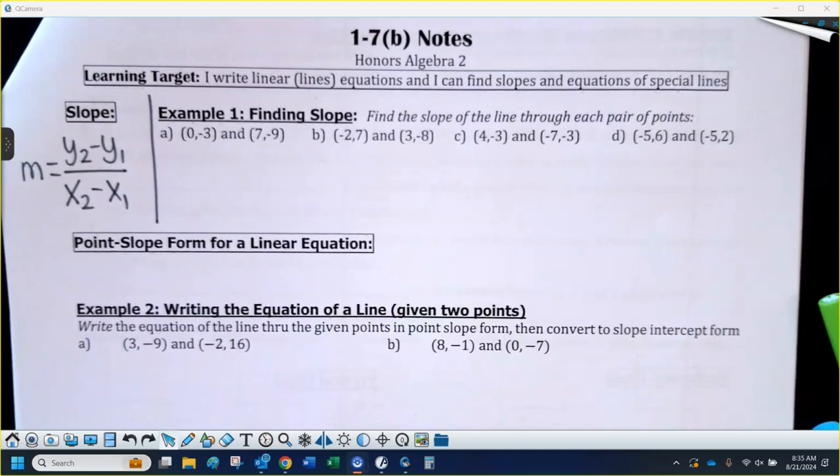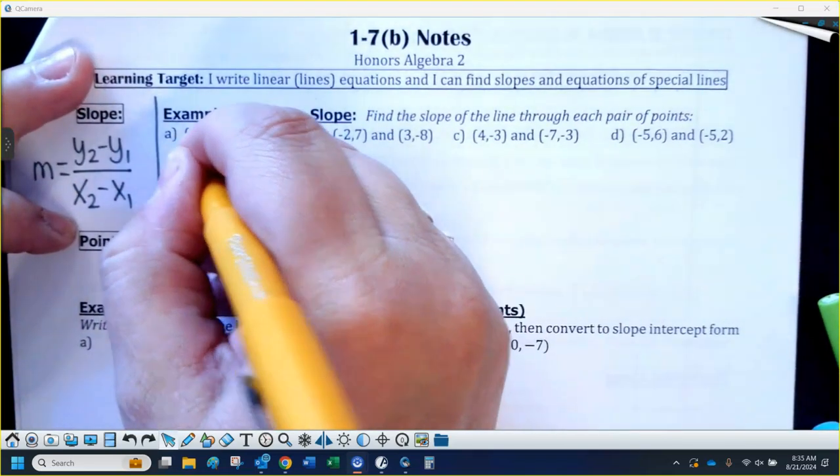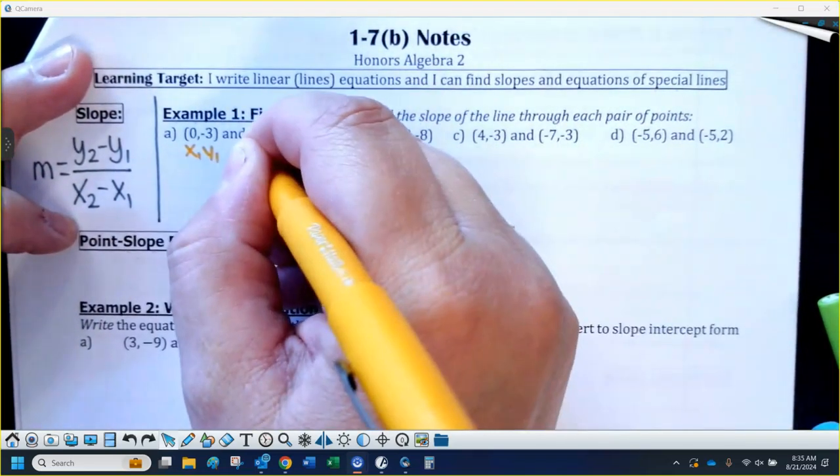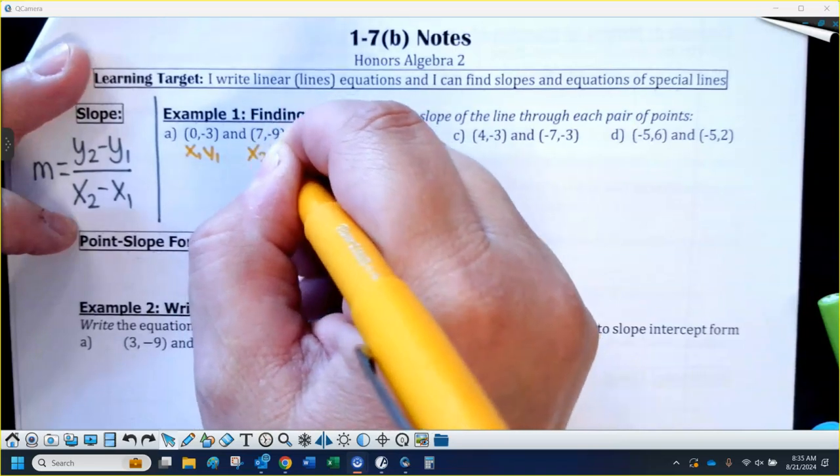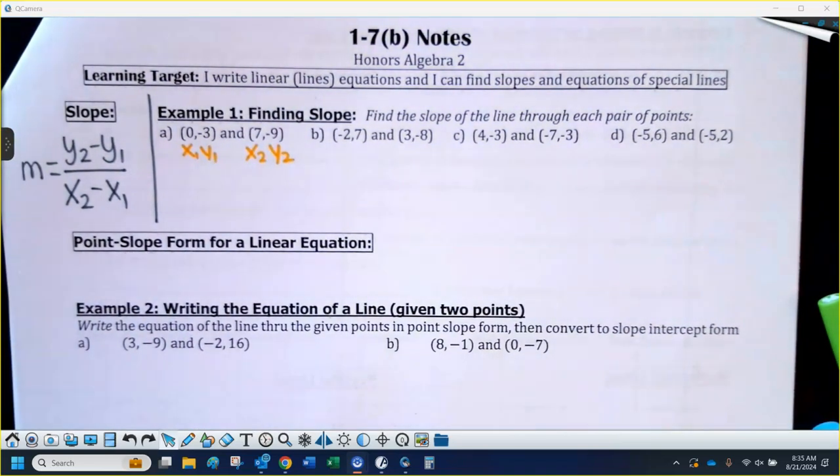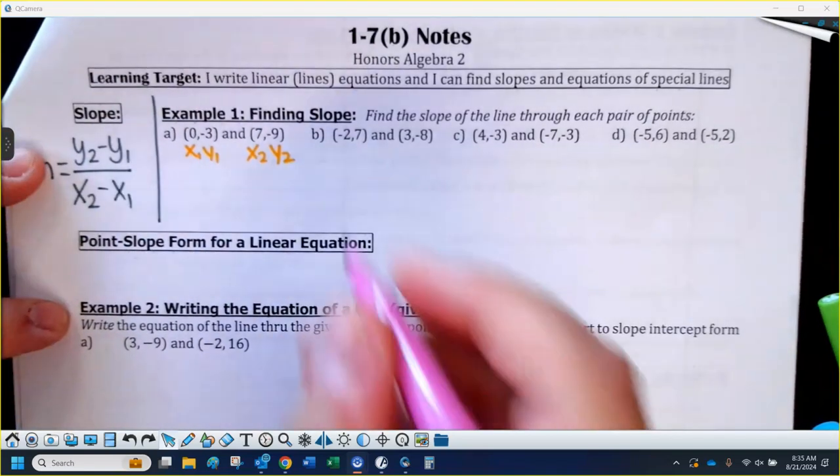Now, does it matter which point you label x1, y1, and x2, y2? It totally doesn't matter. The same subscript number should be in the same point, though. I usually just call the first point x1, y1 and the second point x2, y2, but it really doesn't matter. As long as the subscripts are the same in the same point, you're good to go. So, let me just set this one up, and then we'll try the next one.